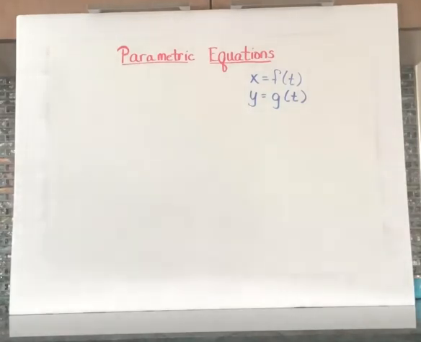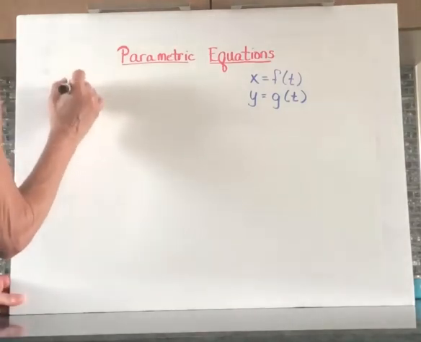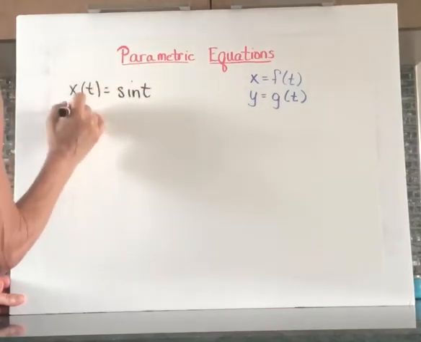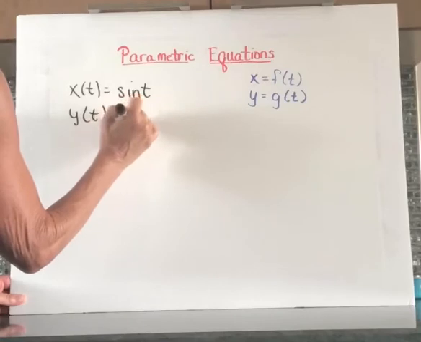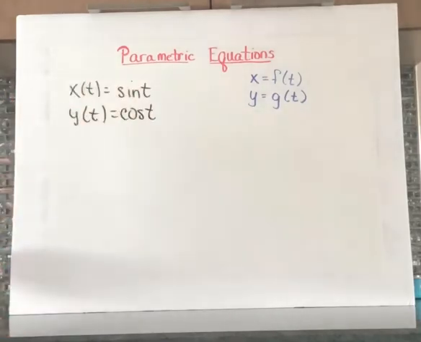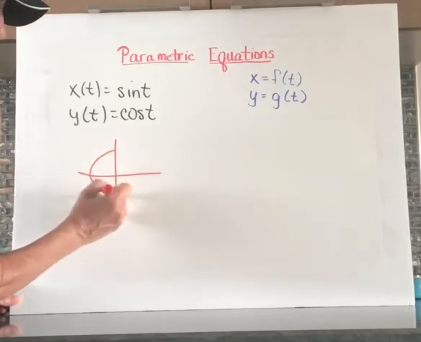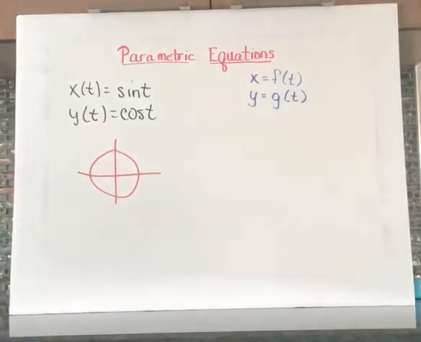Okay, so let's try an example. Let X of T equal sine of T and Y of T is equal to cosine of T. So go ahead, put that in your calculator and graph it and see what you come up with. We will also be taking derivatives. We'll do that shortly. When you graph it, you can hit pause if you like. You get a circle. A perfect circle, centered at the origin, radius of 1.